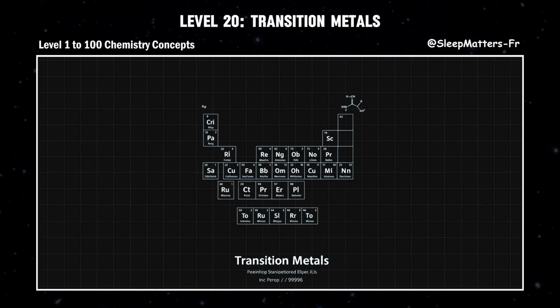Level 20. Transition metals. Transition metals are the elements that can be many things at once. Iron, copper, gold, silver, titanium. They can change their appearance. They can form different colors. They can bend without breaking. They can be strong or soft. They can be shiny or dull. These are the metals that do not fit neatly into any category. They are versatile, adaptable. But they are also unpredictable.